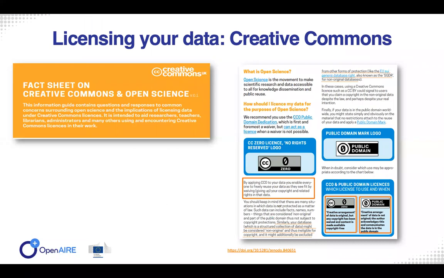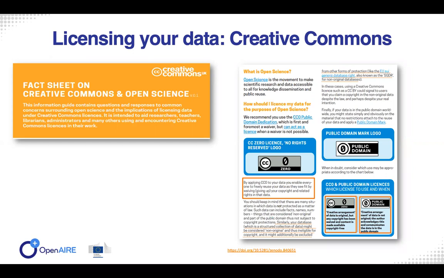There is a very nice resource that I want to cite here. It is a fact sheet by Creative Commons and Open Science. So they briefly describe what Open Science is and why you should use Creative Commons. They basically tell you that in order to adhere to the Open Science principle, you should always use three kinds of licenses. The most used one is the public domain. That means indeed that the work that you are sharing is not covered by copyright, but it is in the public domain, so everyone can use it.